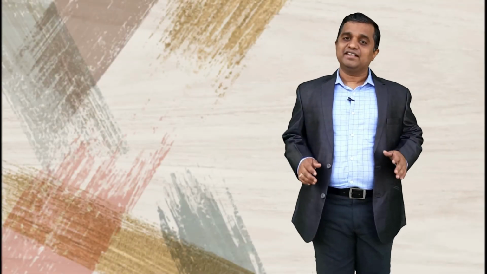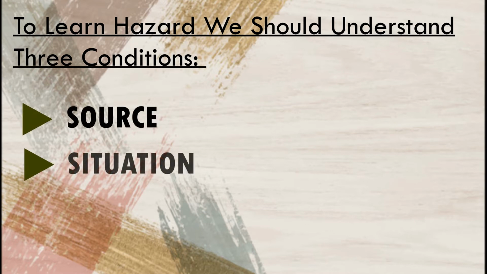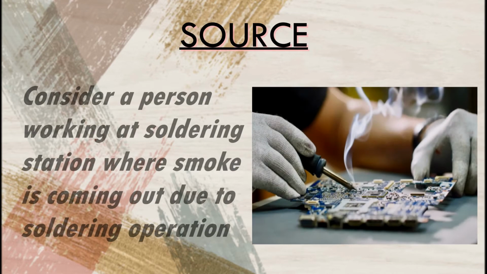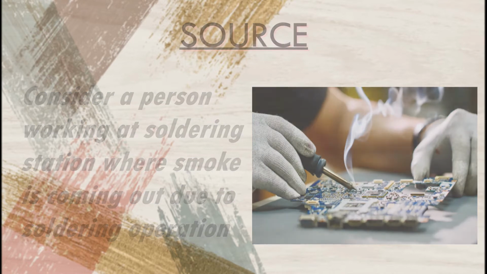So friends, what is hazard? Hazard is something that causes harm or injury. To learn hazard, we should understand 3 conditions. First is source, then situation, and then act. So let us learn what is source. Consider a person working at a soldering station where smoke is coming out due to the soldering operation. Here the smoke is a source of hazard.